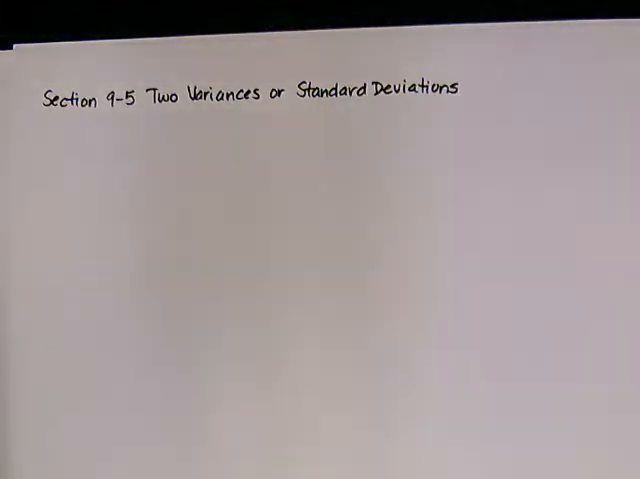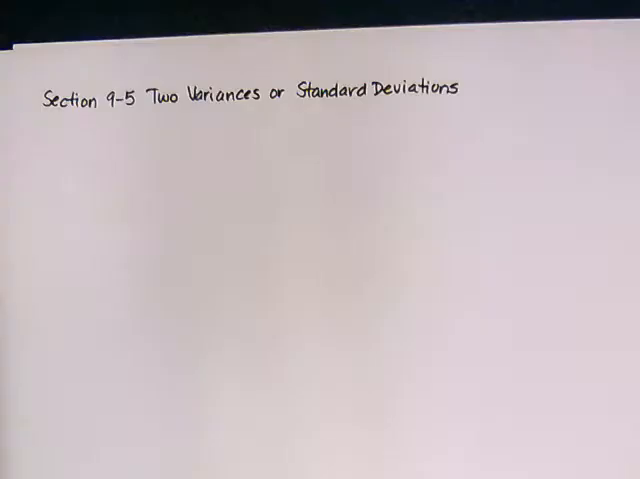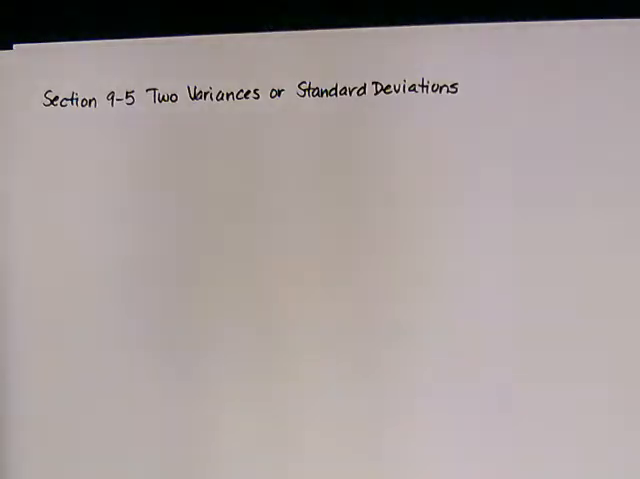Okay, in this video we're going to be looking at two variances or standard deviations. Now we're still on inferences with two samples here. We've already talked about two proportions. Also we talked about two independent means, and also we looked at dependent samples where we were dealing with matched pairs. Now we're going to be looking at two variances or standard deviations as we talk about inferences with two samples.